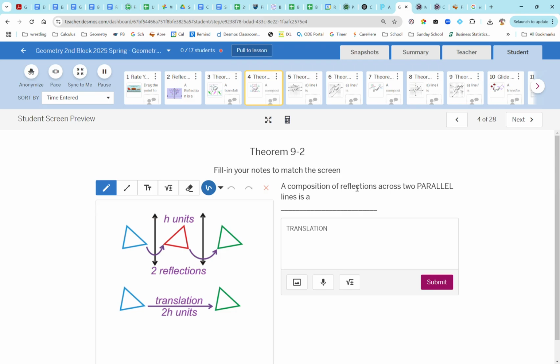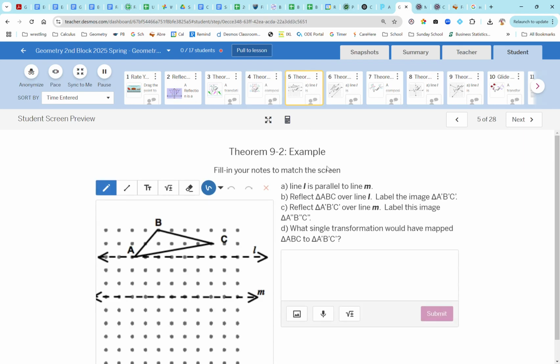A composition of reflections when we do it across parallel lines will result in a translation as shown here. Blue went to red, red went to green. That could have been accomplished simply by taking and sliding blue all the way to green. Let's go ahead and do one on the screen.